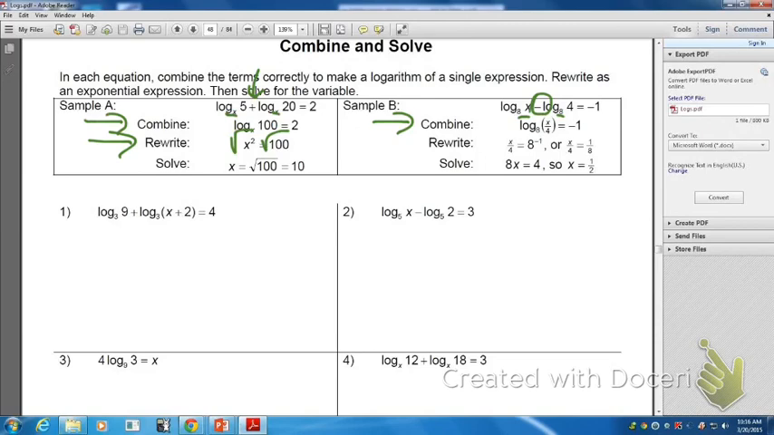But we're not going to leave 8 to the negative 1. What does that negative tell you need to do with your base? That means you need to drop your 8 down to the base. So you're going to take that 8 to the negative 1 power, and we rewrite it as 1 over 8. And now you're ready to solve.